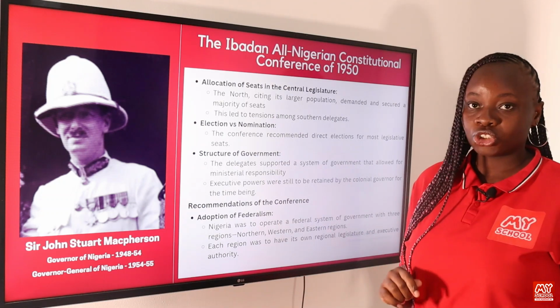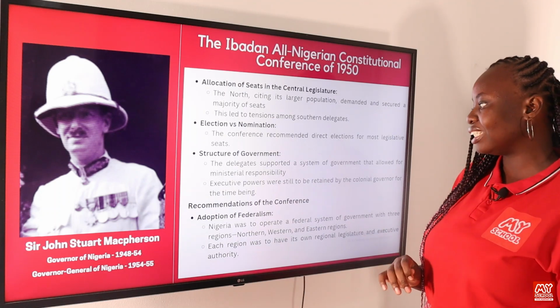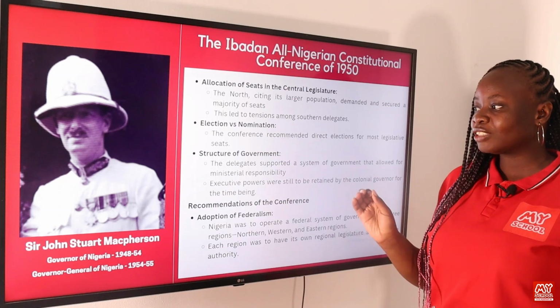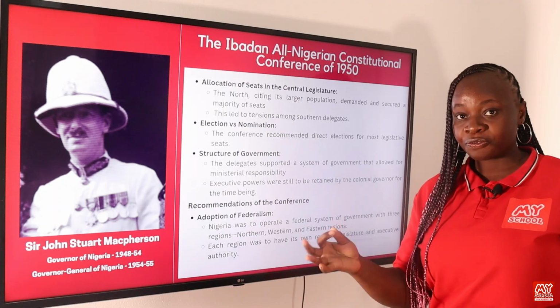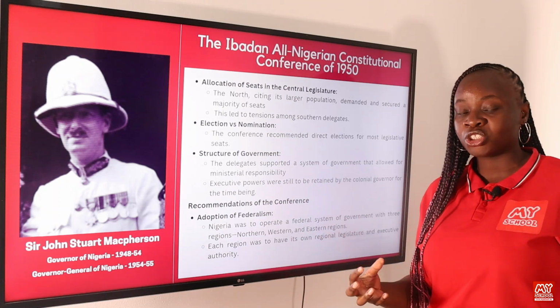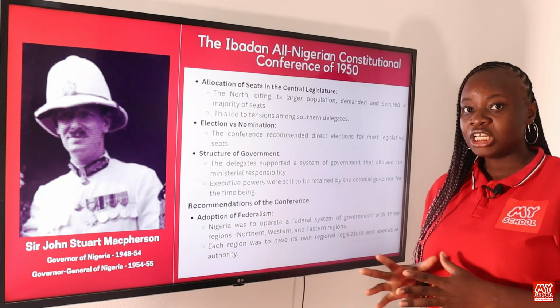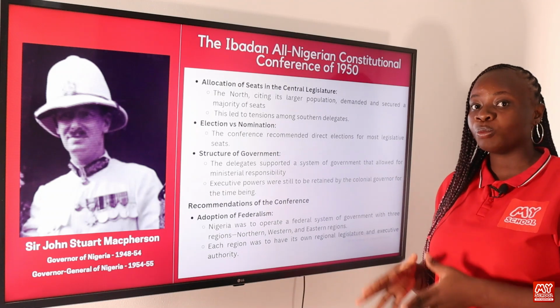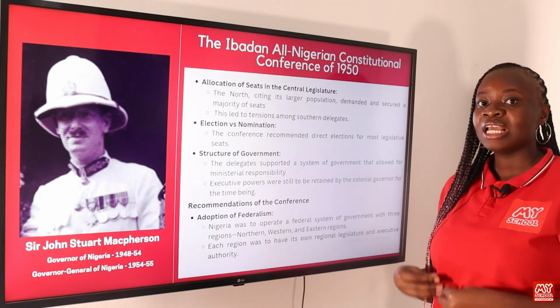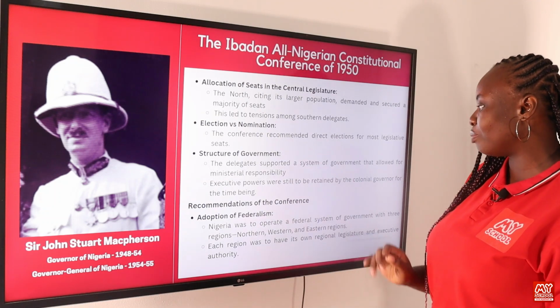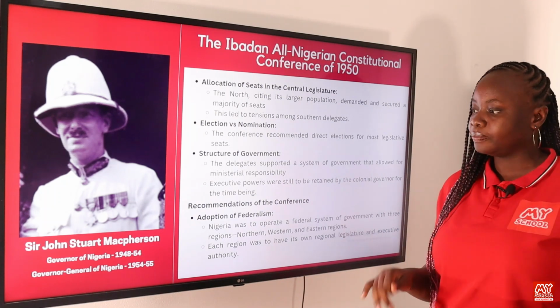Then another debate was the structure of government. The delegates supported a system of government that allowed for ministerial responsibility. So this means that each minister of the different sectors of the economy will now be responsible for their various ministries. There will be no collective responsibility anymore. Each of the different sectors of the economy will be responsible for its actions and the policies that it implements. Then executive powers were still to be retained by the colonial government for the time being.